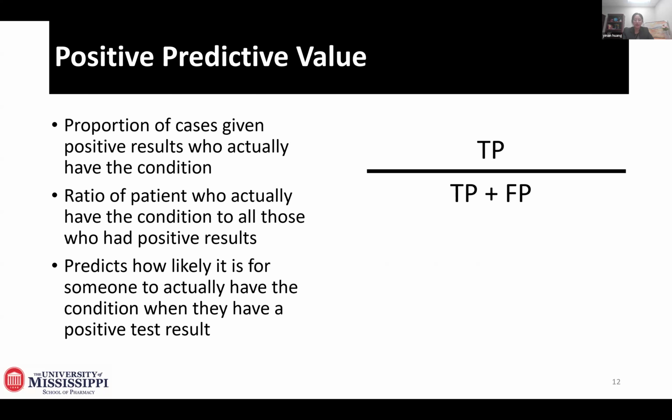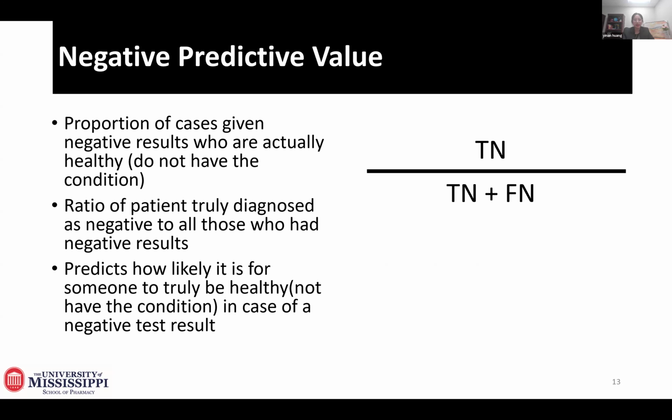Now, as mentioned, PPV means that among those with positive results, what is the proportion of true positives? And then NPV means that given all the negative results, what proportion of cases actually do not have the condition.